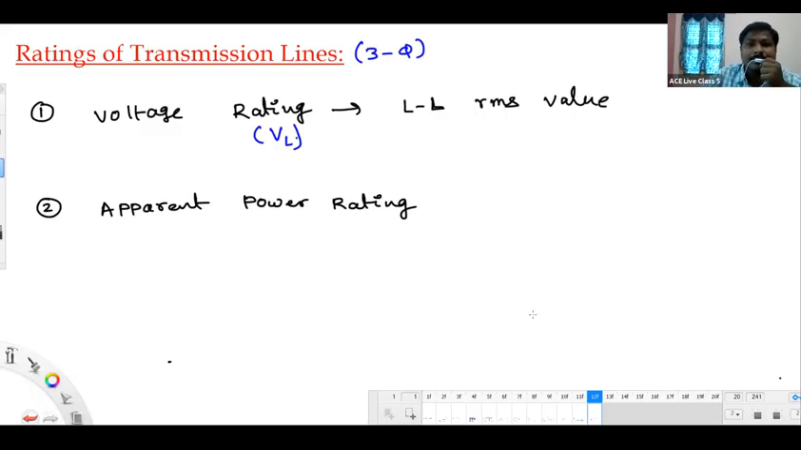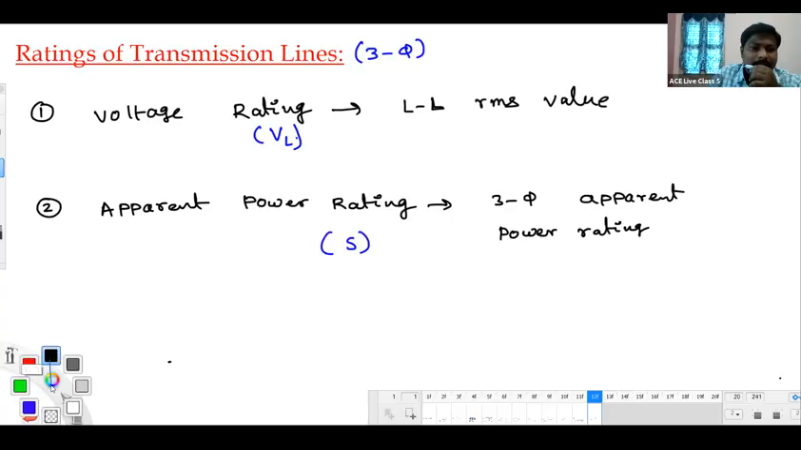Next one. Apparent power for a three-phase power apparatus will definitely be the three-phase apparent power rating value. There is no doubt about it. Three-phase apparent power rating. Generally, we indicate this with the letter S.